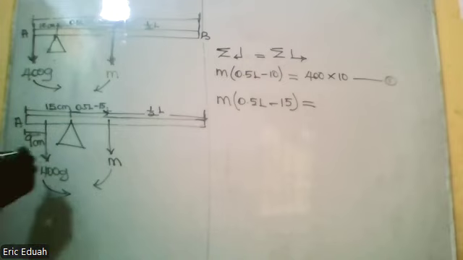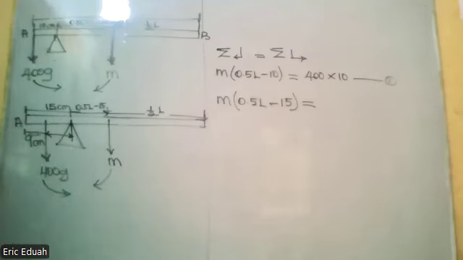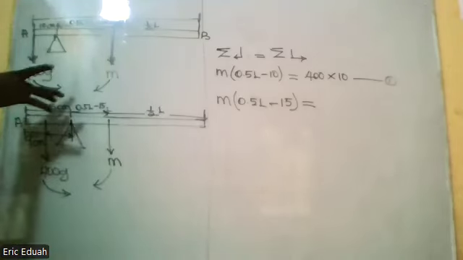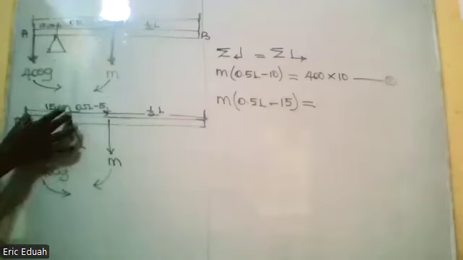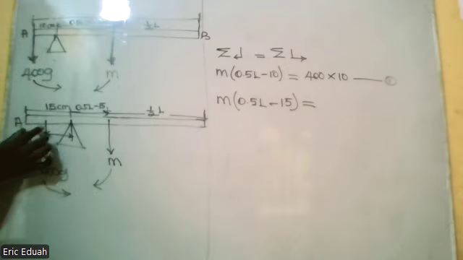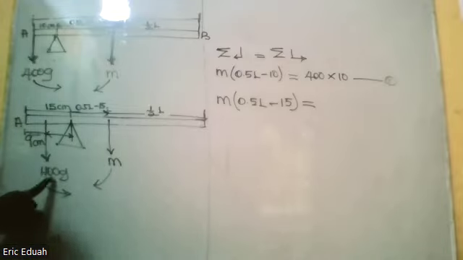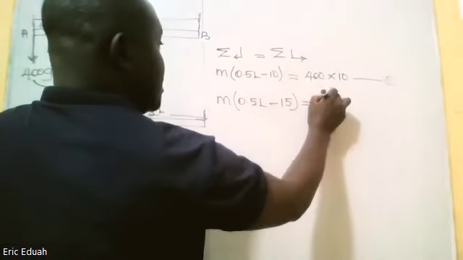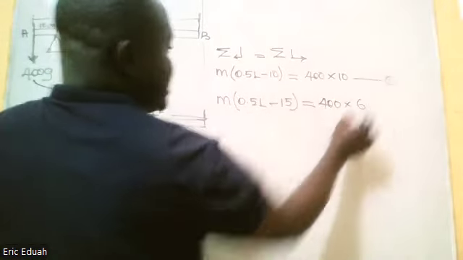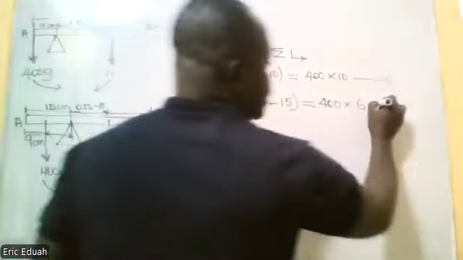What's the difference in centimeters? 6 centimeters. Good. So if from the end to this is 15 and this is 9, then the deficit must be 6. So 400 times 6 will be the anti-clockwise moment. And this is equation 2.